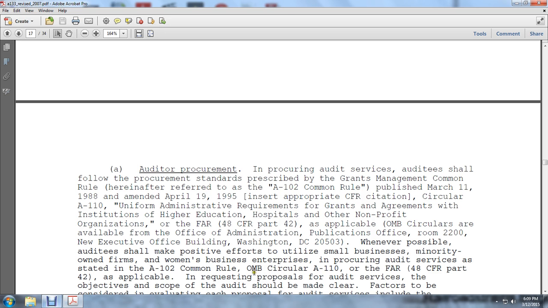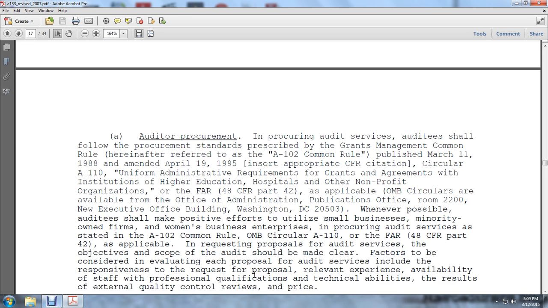The objectives and scope of the audit shall be made clear. The factors to be considered in evaluating each proposal for audit services include responsiveness to the request for proposal, relevant experience, availability of staff, professional qualifications, technical abilities, the results of external quality control reviews, and price.